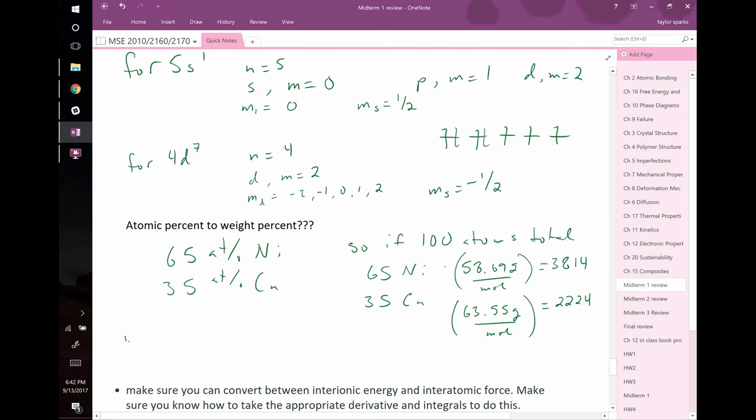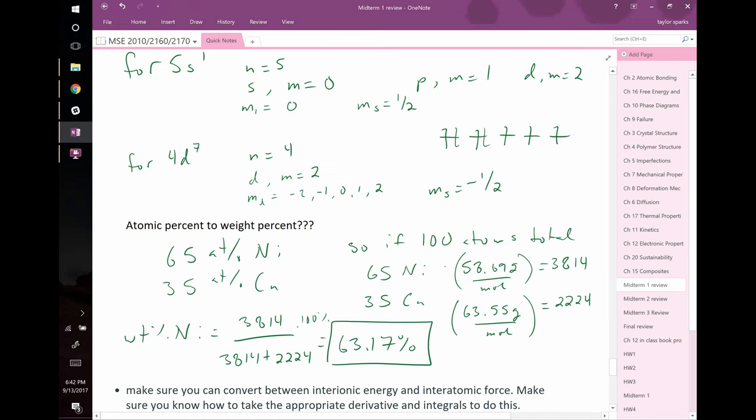All right, well, we say then the weight percent of nickel is going to be equal to the mass coming from the nickel, which is 3814, divided by the total mass, which is 3814 plus 2224. This gives us 0.63, times it by 100%, if you want. That gives us 63.17.